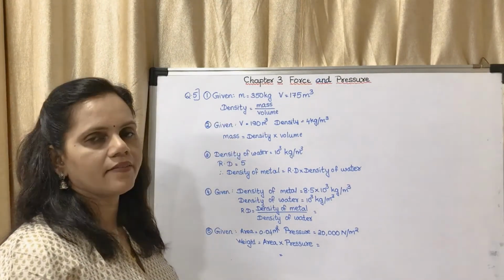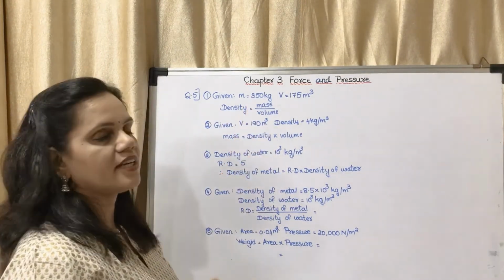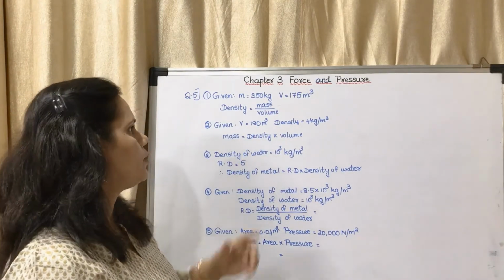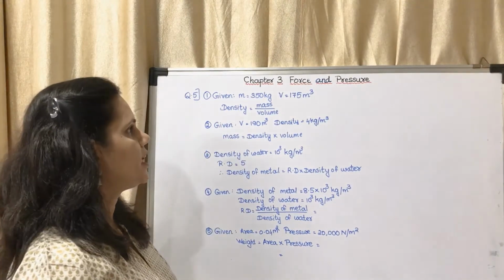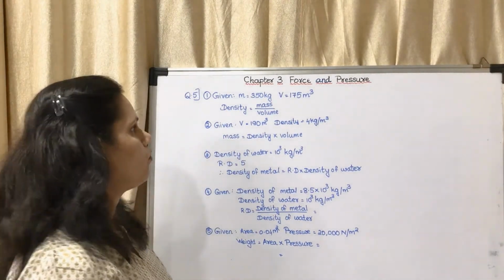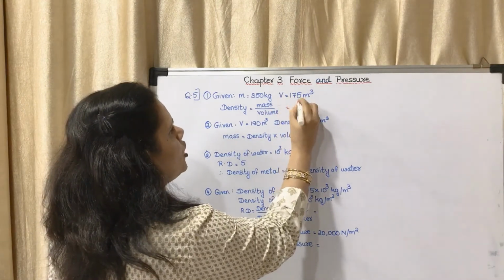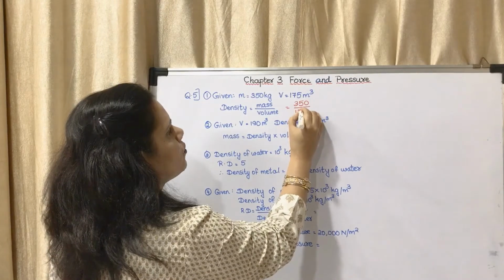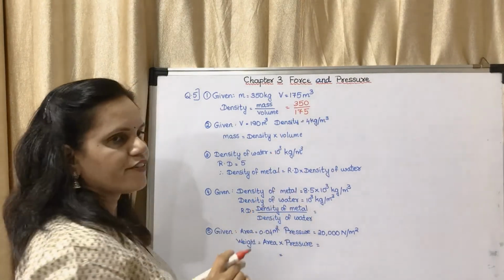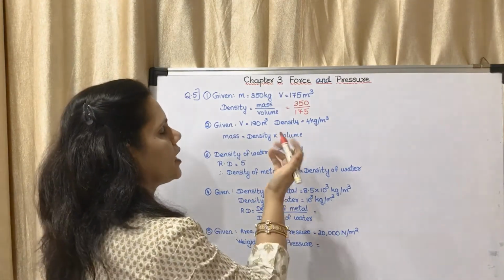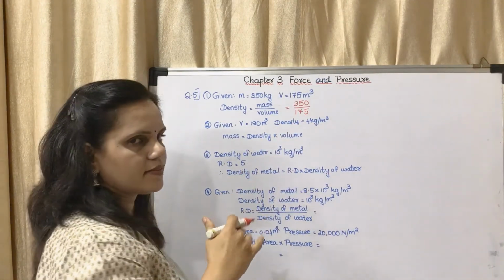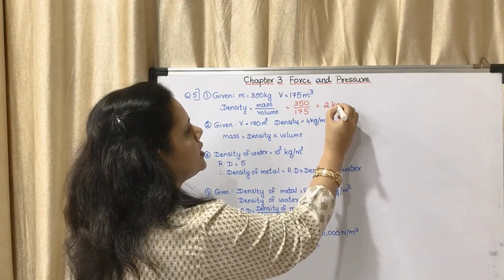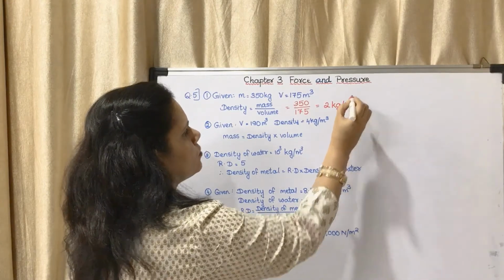In the first one, they have given the mass as 350 kg and the volume as 175 meter cube. You have to find out density. So density is equal to mass upon volume. What is mass? It is 350, and what is volume? It is 175. If you cancel this with 5, or divide it by 175, you will get the answer as 2 kg per meter cube.